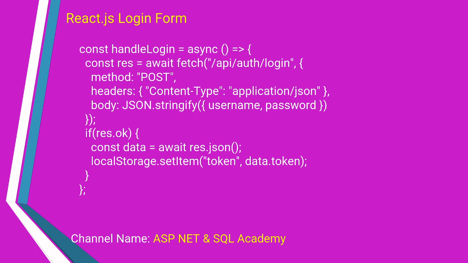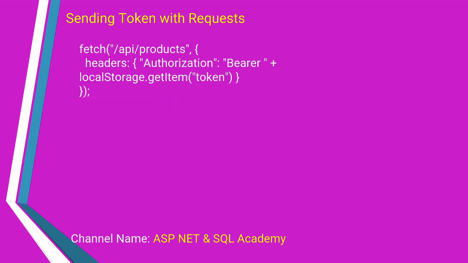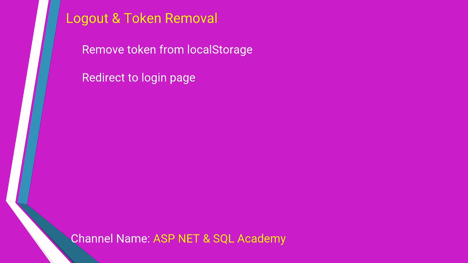In React, when the user logs in, we call the backend API and store the token in local storage. To call protected APIs, include the JWT token in the Authorization header. If the token is valid, the API will return data. For logout, simply clear the token from local storage and redirect the user back to the login page.